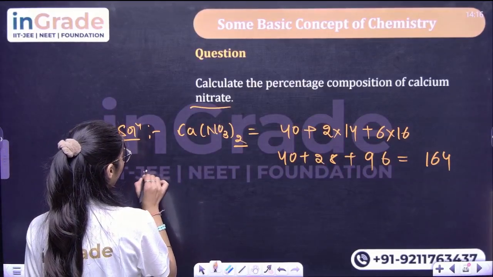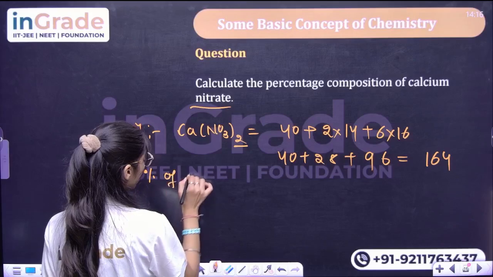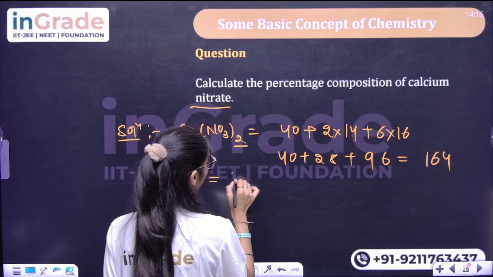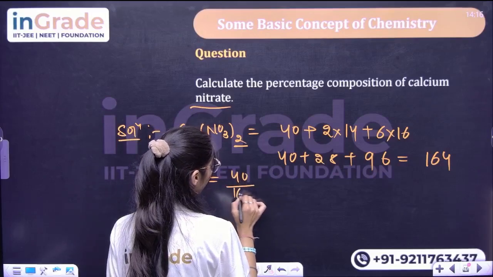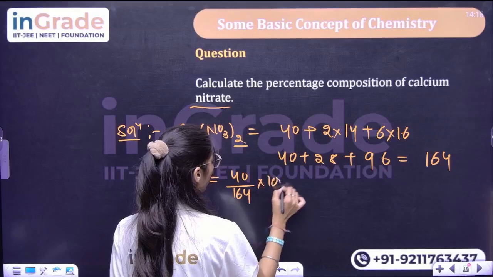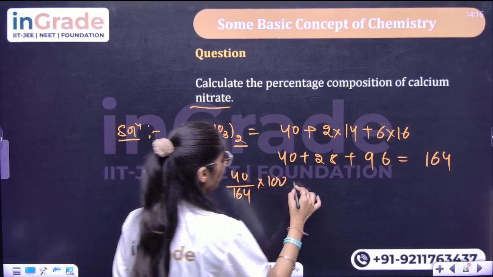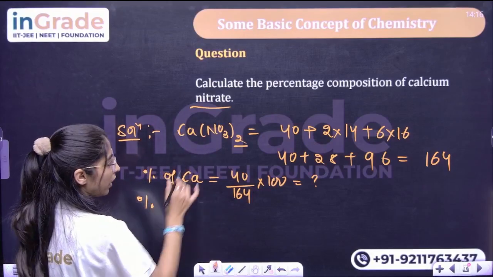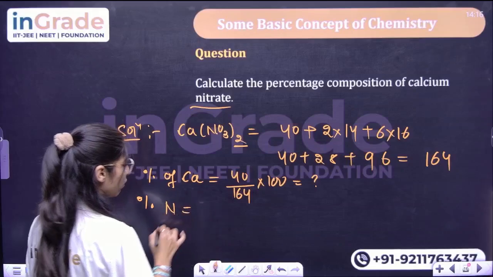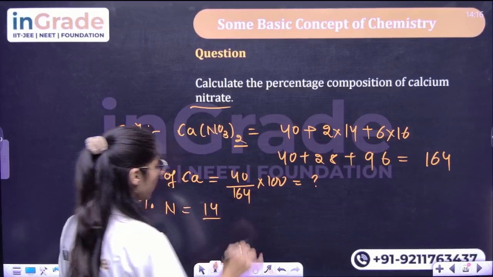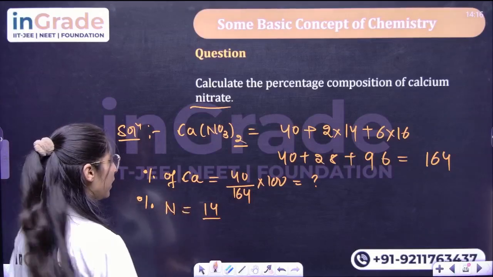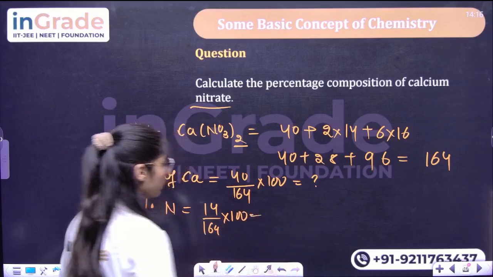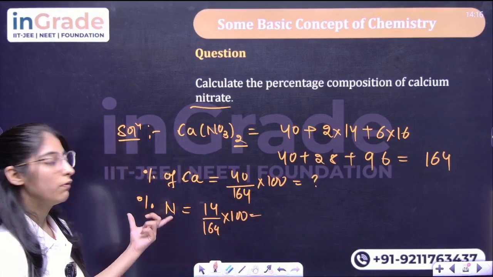We all know that for the percentage of Ca, the calcium weight is 40 gram. We are going to multiply it by 100 and divide by 164. Then we will get the composition. For your nitrogen atom, 14 gram is going to be the weight of this element, and we are going to divide it by 164. Then we get the percentage of nitrogen.